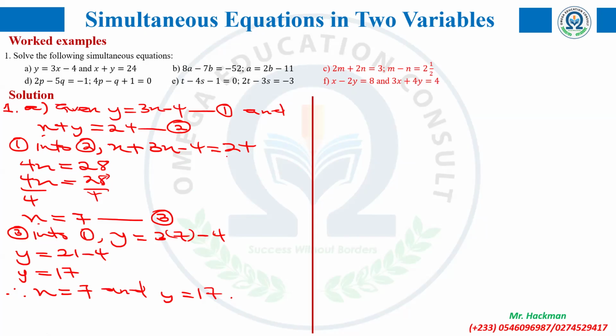All along you have been solving equations in x and y. Take note that it's not always that the variables will be x and y. It could be any letter. Now, we are going to look at D. What are we given? We are given 2P.